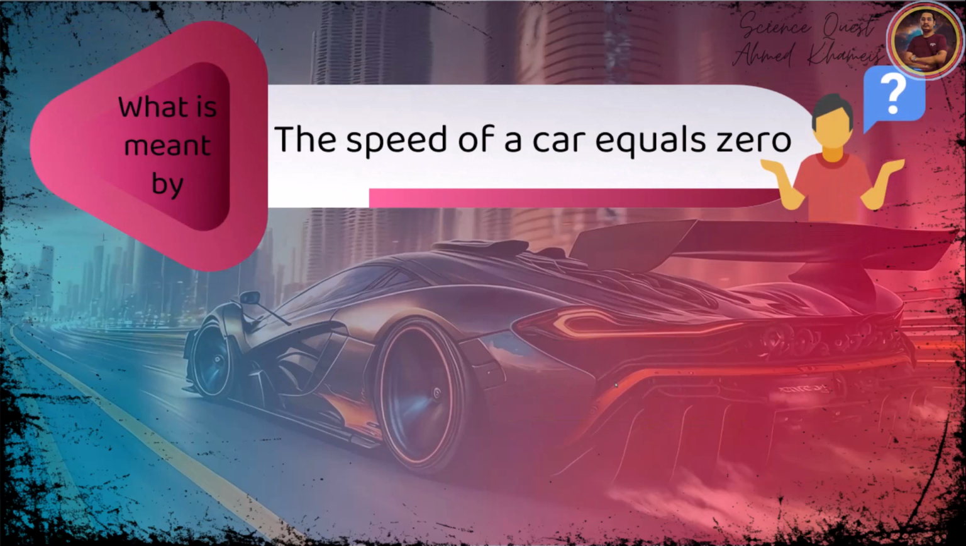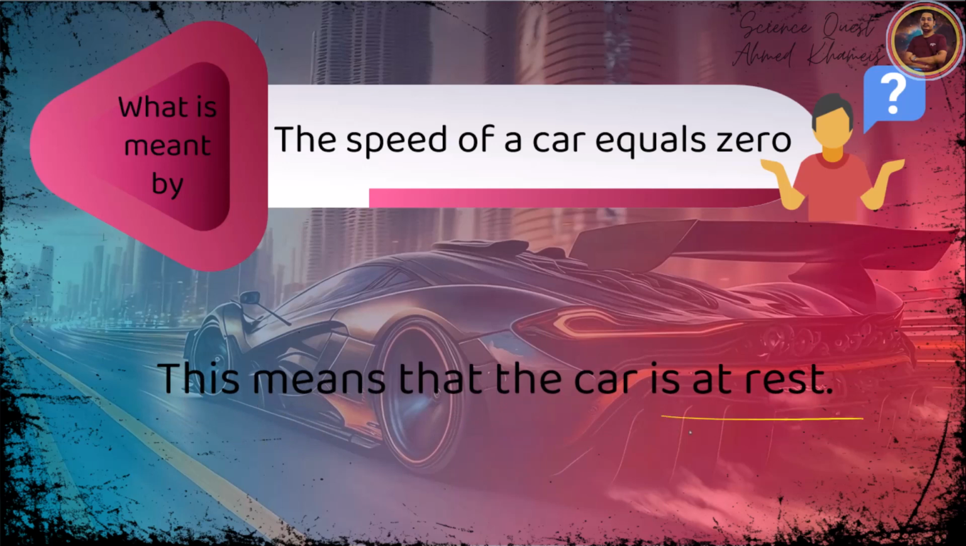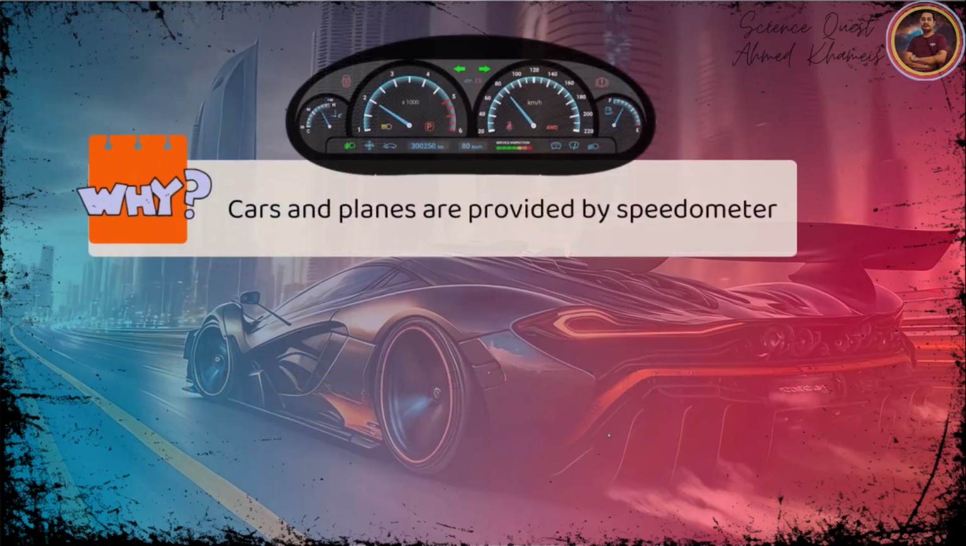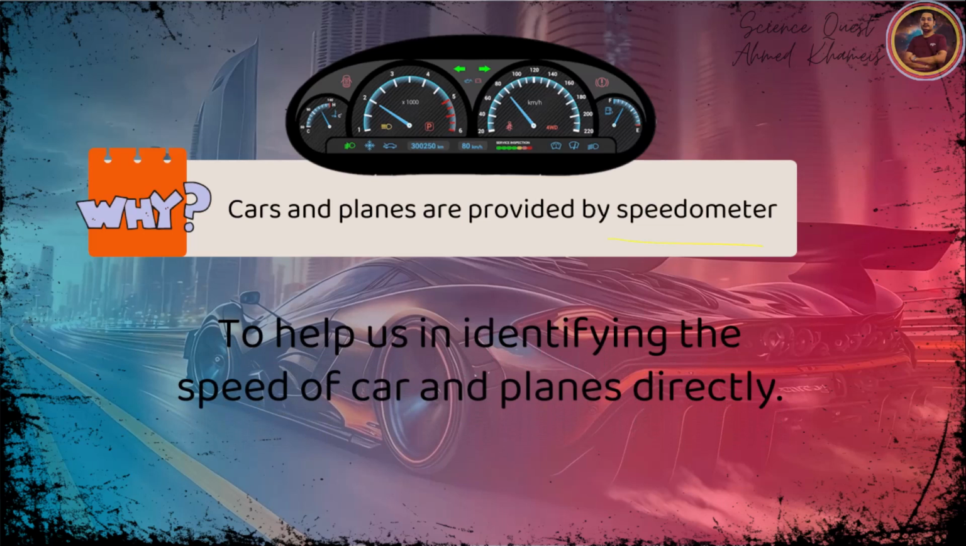What is meant by the speed of a car equals 0? Speed means the distance covered in time. So speed equals 0 means the car doesn't cover distance, which means that the car is static, not in motion, doesn't move. This means that the car is at rest. And why are cars and planes provided with a speedometer? To easily know the actual speed of the car or plane, to help us identify the speed of cars and planes directly.